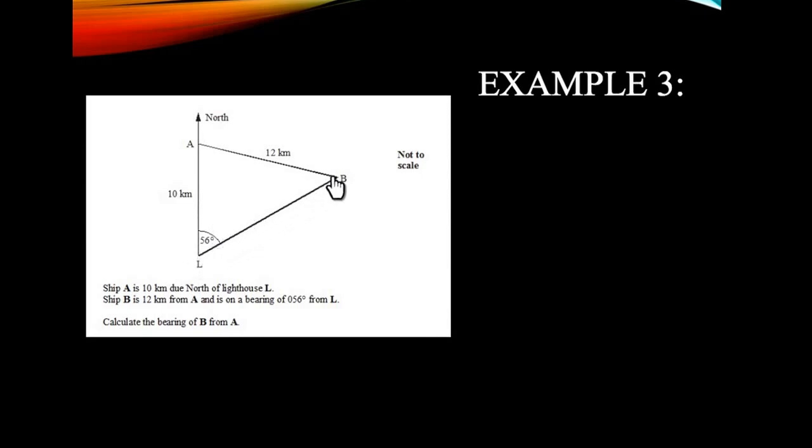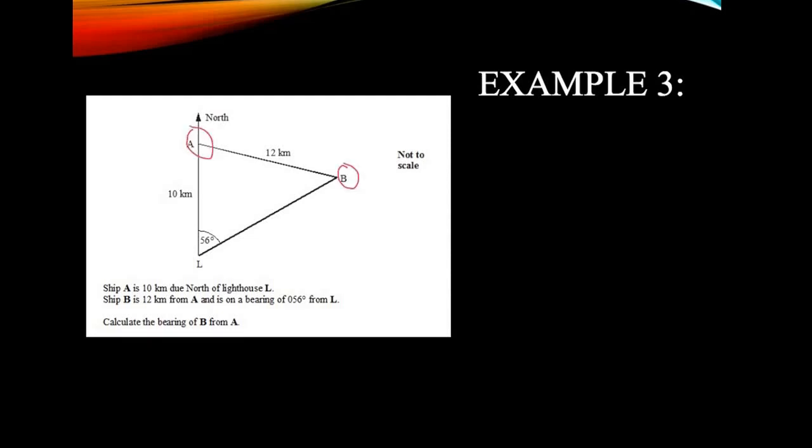So here it is coming up here, and again it's been measured from north, coming around clockwise. Here's the bearing. What it's asking for is the bearing of B from A. So what it wants to know is calculate the bearing of B, so that's the boat here, from A.